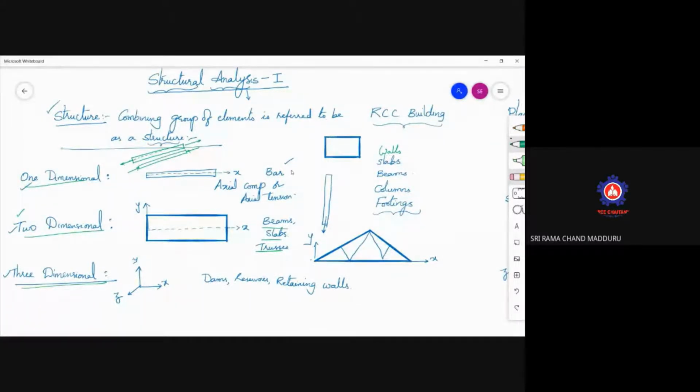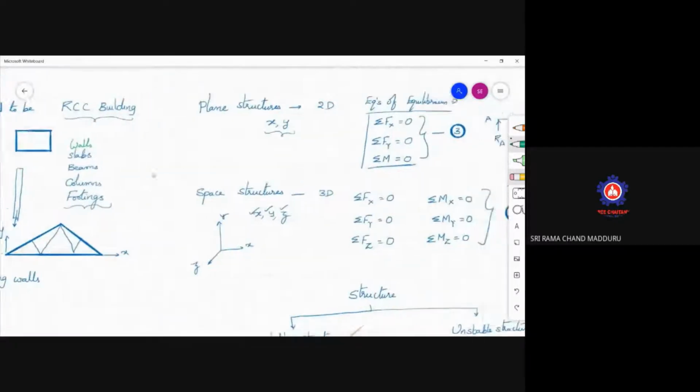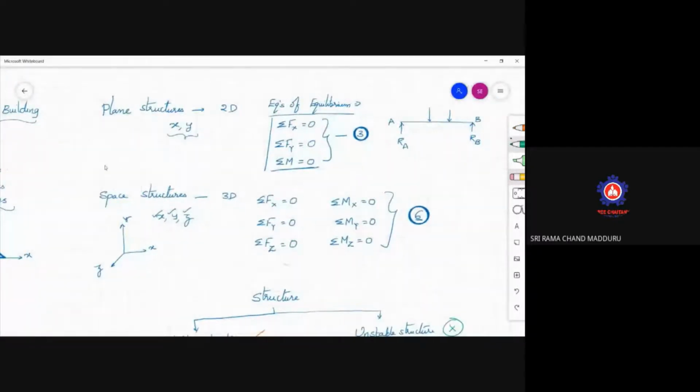If you observe the structure in another classification, there are plane structures as well as space structures. Plane structures we call two-dimensional. Space structures we call three-dimensional. In plane structures, you will consider three equations of equilibrium: sigma Fx is equal to 0, sigma Fy is equal to 0, sigma M about any point is equal to 0.